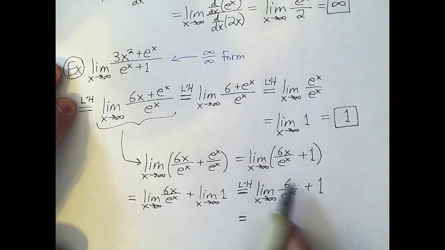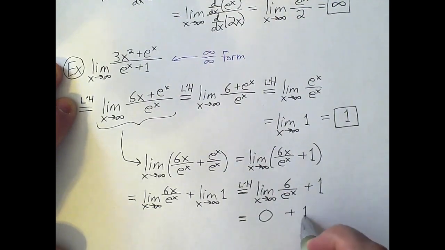And then I said, okay, this piece, 6 up top, e to the x on the bottom. As x goes to infinity, the bottom is going to grow incredibly large, astronomically large, while the numerator is just a tiny little number 6. So that whole thing is going to approach 0. And then we still have the plus 1, and I got 1.